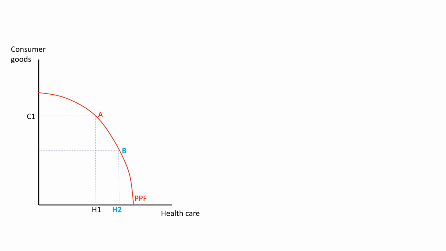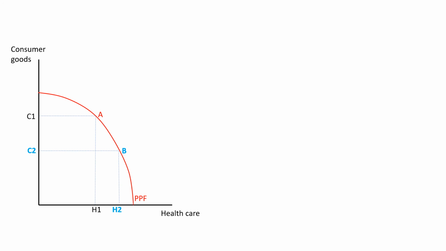And by taking factors of production out of consumer goods, we'll obviously cut the output of consumer goods. We'll only be able to produce C2 now because we don't have as many factors of production producing consumer goods as we did before, because we've moved some out of consumer goods so that they can be moved into the production of healthcare. So in conclusion, the opportunity cost of the decision to raise the output of healthcare from H1 to H2 is a reduction in the output of consumer goods from C1 to C2.